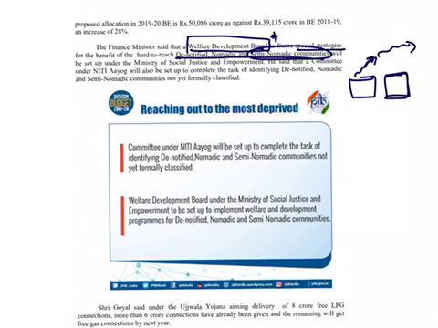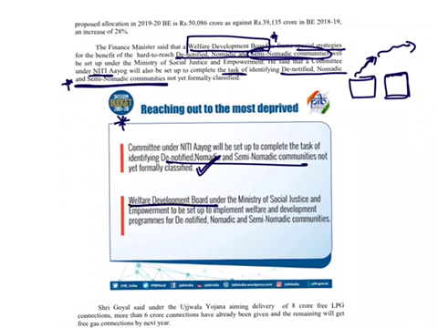So for their development, a Welfare Development Board should be framed, and Niti Aayog will set up a task force or committee to identify denotified nomadic and semi-nomadic communities. Identification has also not yet been completed. So these two are very, very important. These are very much poor and deprived communities. For them, one, to identify them, a committee. Two, a Welfare Development Board under the Ministry of Social Justice and Empowerment.